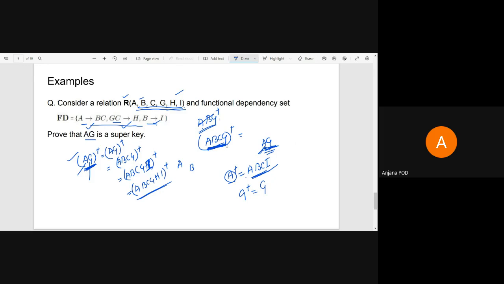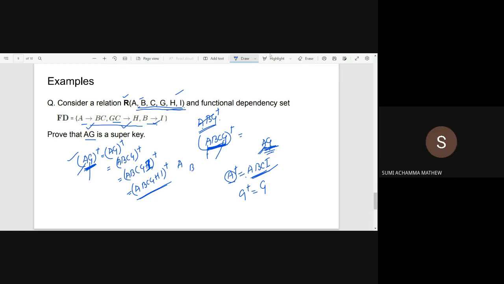However, we are considering ABCG as a super key. Why? Because here we have a candidate key, which is a subset of the super key, and it is also determining all the attributes of the relation. So are you getting the difference? Is it clear to you? Yes, ma'am.